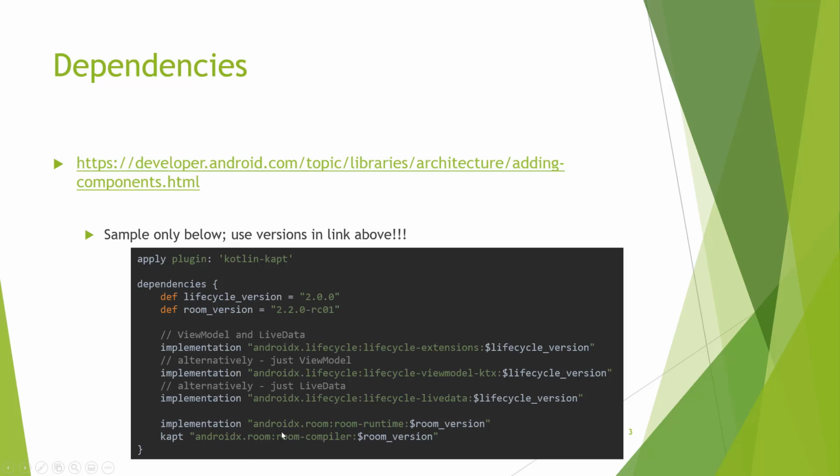So they have something they call the room compiler. This guy at build time is going to take a look at all your classes. Any classes that are annotated with room annotations, he will generate the appropriate code to hook those up to the database.